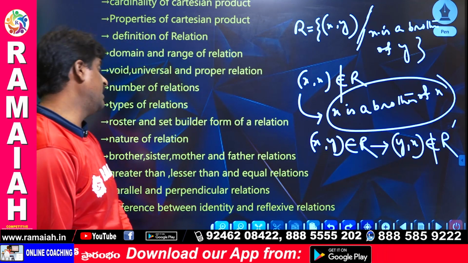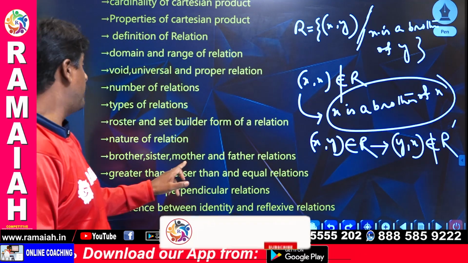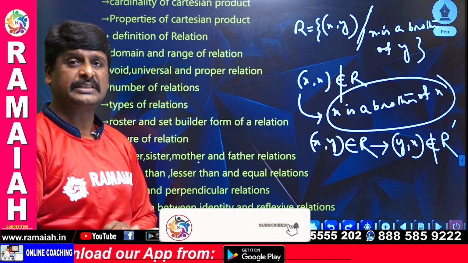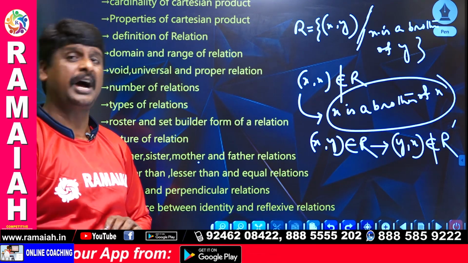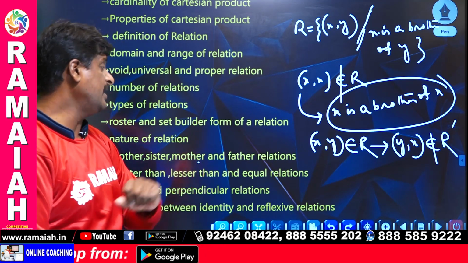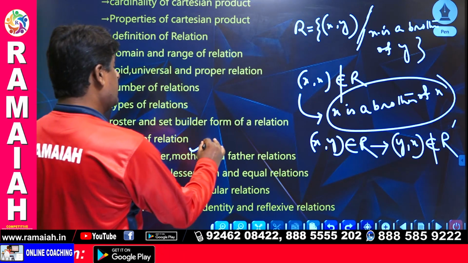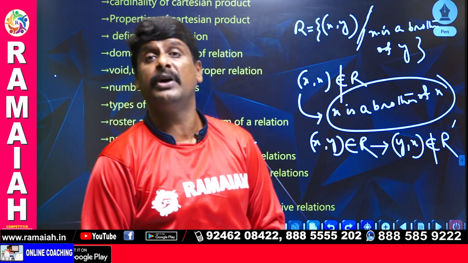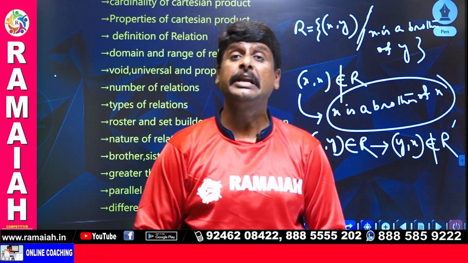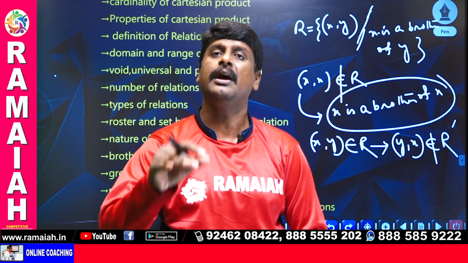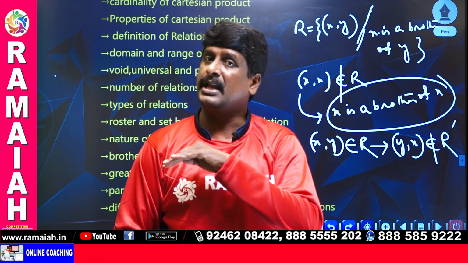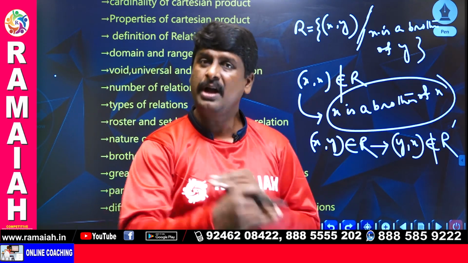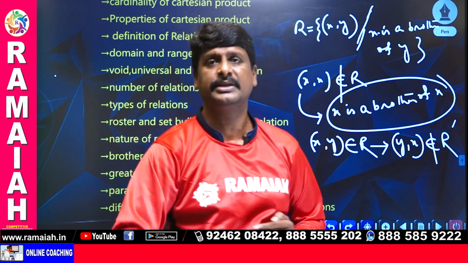Similarly, the sister relation is transitive. The mother relation is not reflexive, not symmetric, not transitive, not antisymmetric. The father relation is also the same. So these are the greatest relations in the world. We cannot replace them by any other relation. That's why they were not reflexive, not symmetric, not transitive, etc.